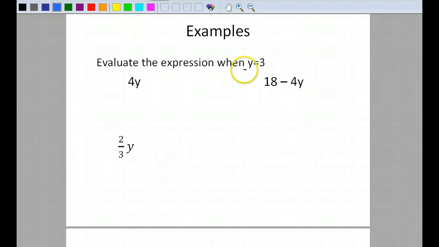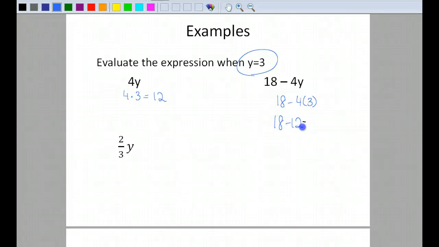Evaluate the expression when y is equal to 3. So everywhere that I have y, I'm going to plug in 3. So I have 4y, so that means I have 4 times 3. And what's 4 times 3? 12. The next one, 18 minus 4y. Go ahead and pause the video, and I want you to work this out. Okay, so now we have 18 minus 4 times 3. What's 4 times 3? 12. So we have 18 minus 12. And what's 18 minus 12? 6. So far so good.